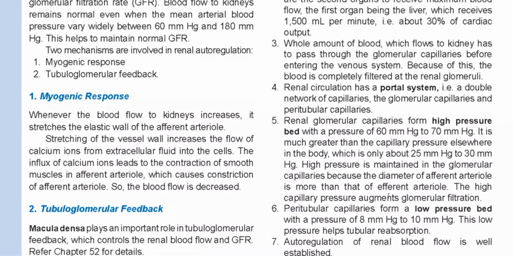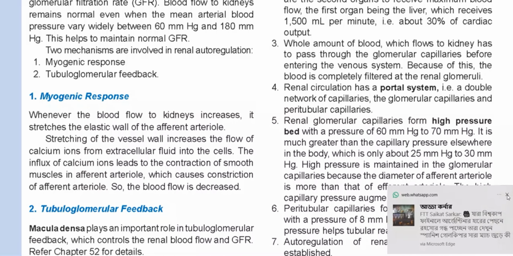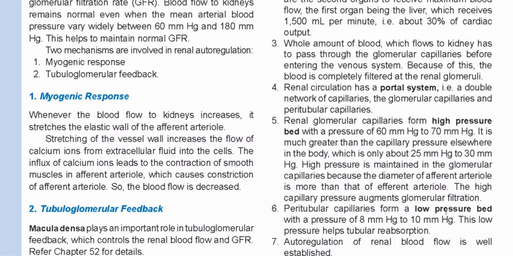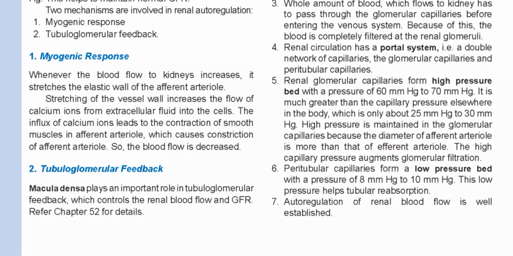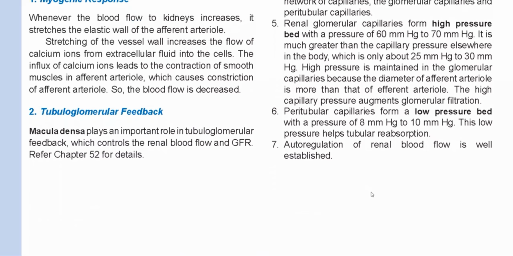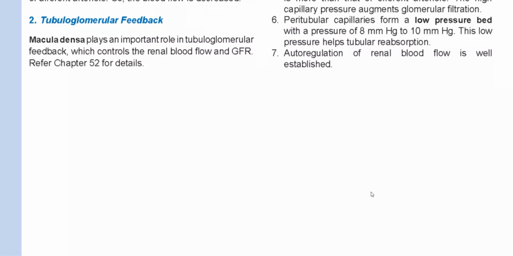Also, peritubular capillaries form a low blood pressure bed with a pressure of 8 mmHg to 10 mmHg. This low pressure helps tubular reabsorption. So autoregulation of the renal blood flow is well established. In this way, we can say these are the various important characteristic features of the renal circulation.